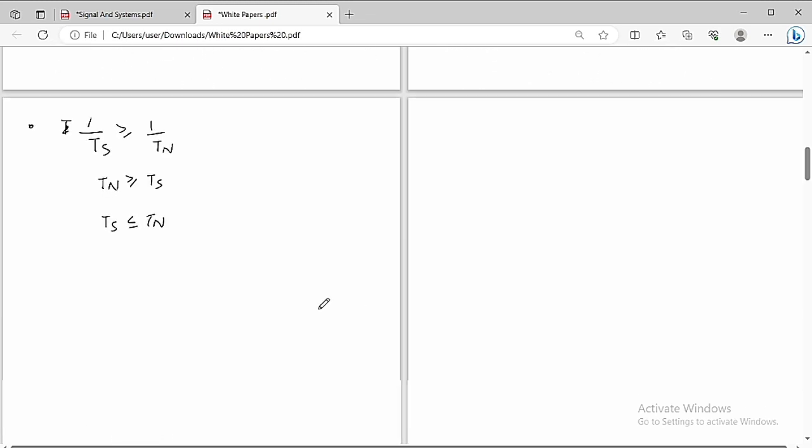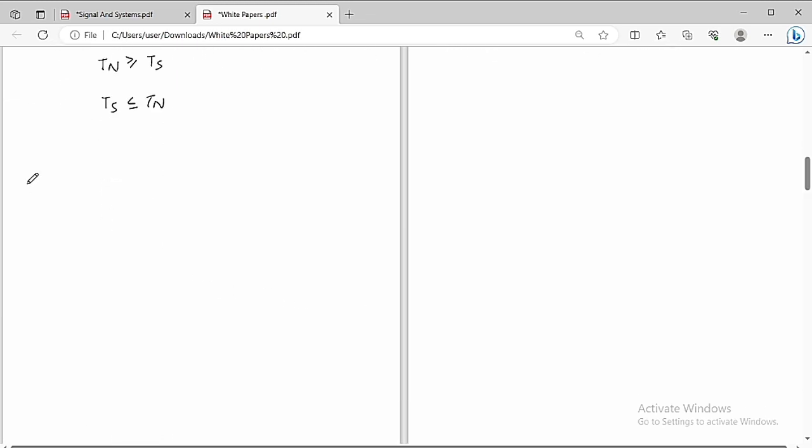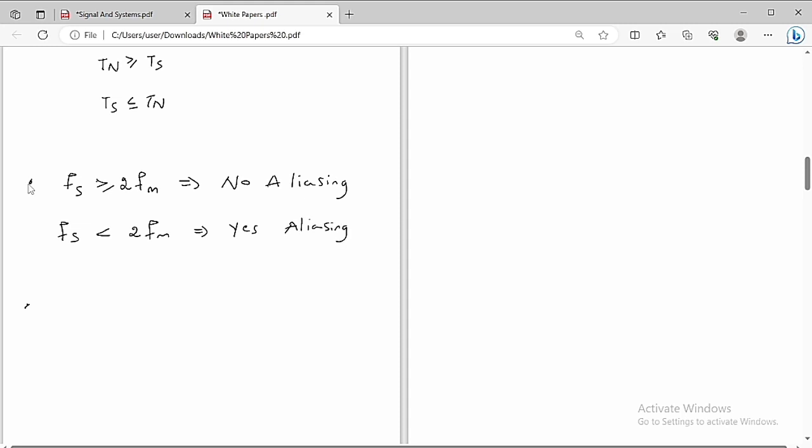So finally, I will give a conclusion, a summary here. I already told you, when Fs, the sampling frequency, is greater than or equal to 2 times the maximum signal frequency, then there will be no aliasing. If the sampling frequency is less than 2 times the maximum signal frequency, yes, there will be aliasing. Then, what is the Nyquist frequency? Nyquist frequency is nothing but the minimum sampling frequency for no aliasing.